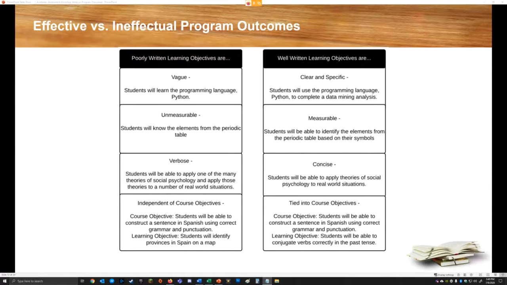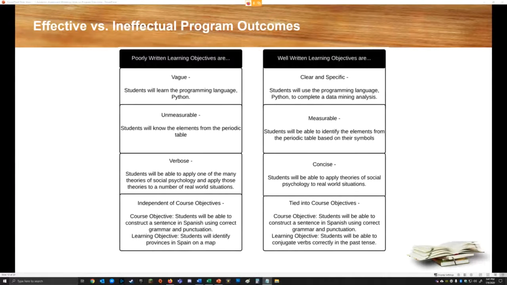But the more effective outcome is students will be able to apply theories of social psychology to real world situations. That is something that, for example, you could do an essay about, rather than look at the previous outcome and just read it over and over again, being like, what is this trying to say?